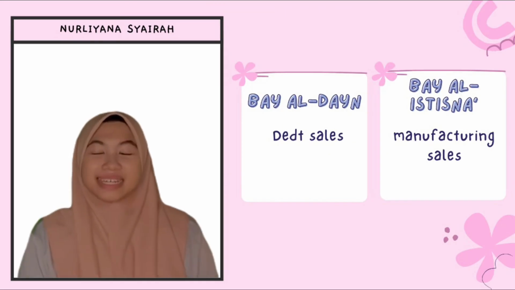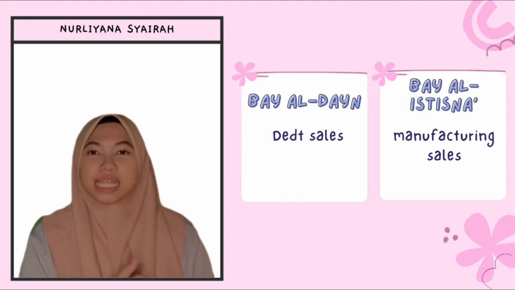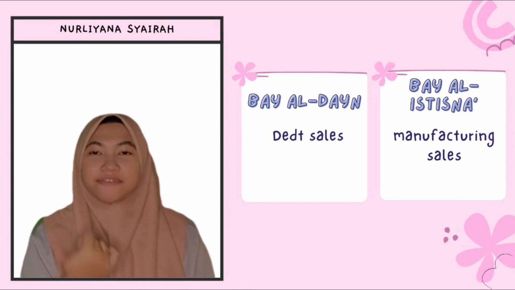Next is Bay al-Dain. Bay al-Dain is a contract of sale of debt that is created under Sharia compliant business activity. There are two types of selling debt, which are selling debt with cash and selling debt for sale.